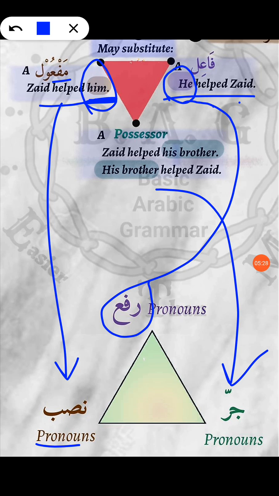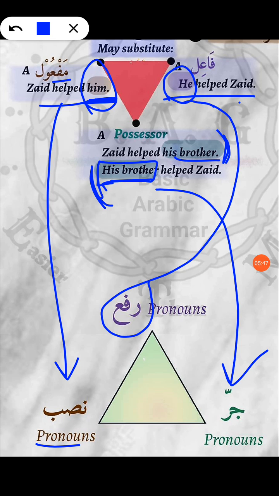Okay, for example, his brother, and then once again his brother. Now here in the first sentence it is being used as a maf'ul, but here it is being used as a fa'il. Doesn't matter, you can use it. However, it's the phrase that counts.